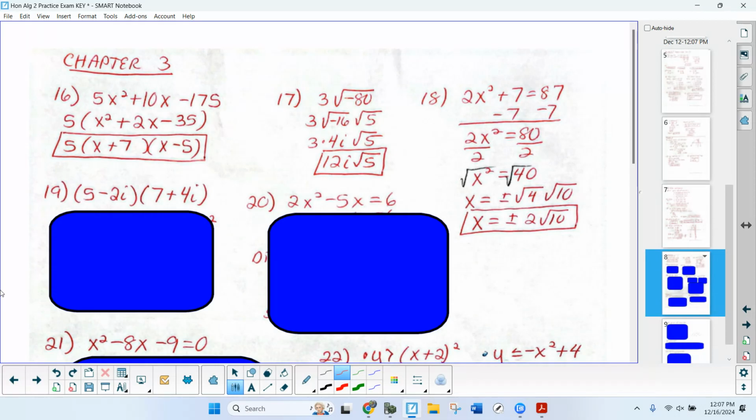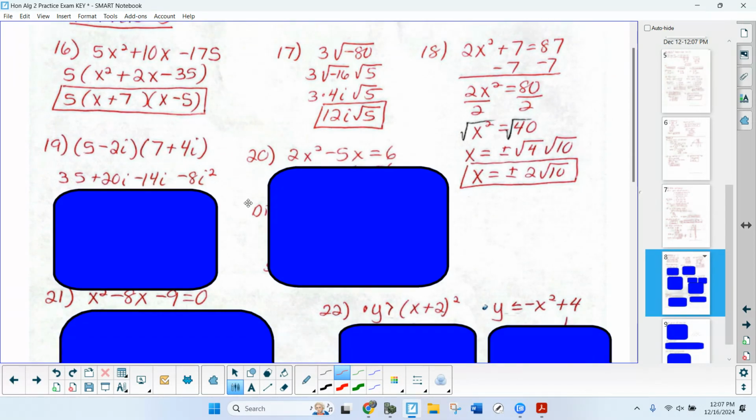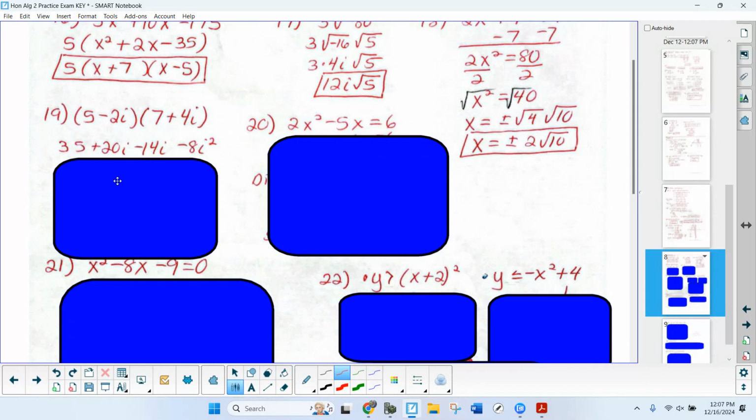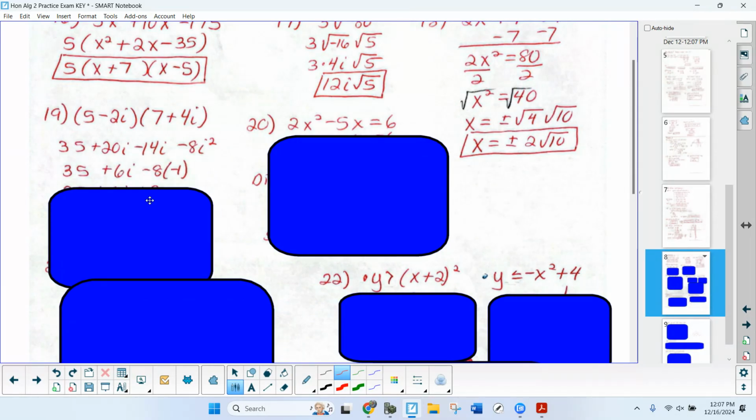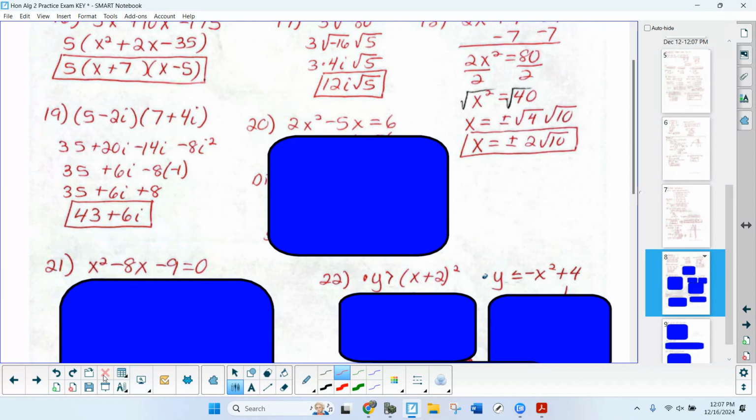Okay, talk me through what you did. I foiled that into 35 plus 20i minus 14i minus 8i squared. And then simplified that into 35 plus 6i minus 8 times negative 1 because i squared is negative 1. And then simplify that into 35 plus 6i plus 8 and then 43 plus 6i. Good. Okay, couple things on this. You had to remember i squared is equal to what? Negative 1. So that's how you got plus 8. In standard form, a couple people asked me about standard form, you put the real part first, plus or minus the imaginary part. So it is 43 plus 6i. Good job. Questions there? All right.